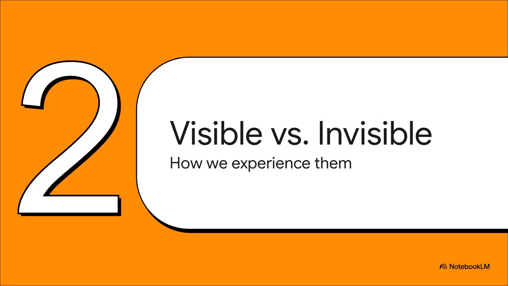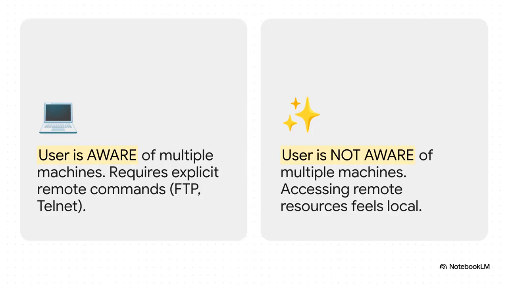Okay, so we get why these systems exist, but how do we as users actually experience them? It turns out there are two really different ways this can all play out. On one side of the coin, you have the visible approach. This is where you are fully aware you're dealing with a bunch of different machines. You have to manually log into a remote computer, run a command, and pull a file over. You are actively going to the data.